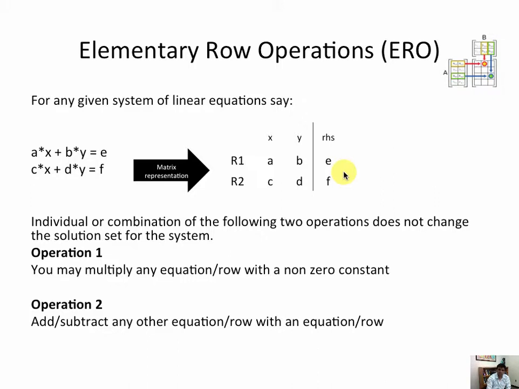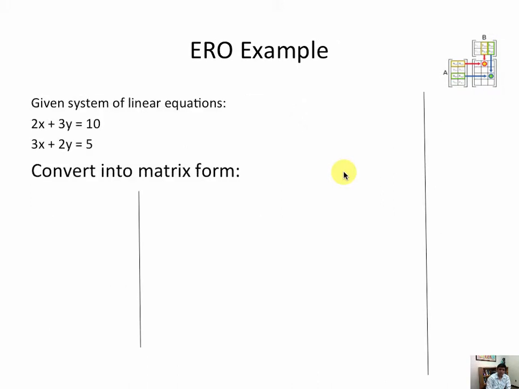What does this actually mean to us? Now we are given a system of linear equations: 2x plus 3y is equal to 10 and 3x plus 2y is equal to 5. The first step is converting it to matrix form. We label x, y, RHS and r1, r2. r1, r2 are the rows, and x, y, RHS are the x column, y column and the right hand side column. So we have 2 as the coefficient of x, 3 as the coefficient of y in row 1, and the right hand side value 10. Similarly 3, 2 and 5.